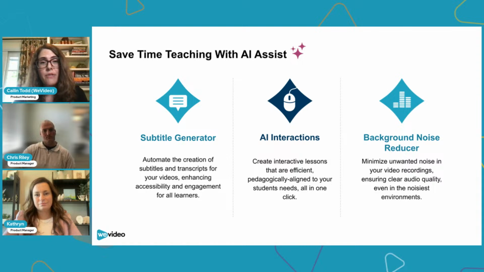So as of right now, we have three key features that fit into our AI Assist category. Our subtitle generator, which automatically generates subtitles and transcripts in videos and allows for the accessibility process to be much more smooth and streamlined. We have AI interactions in our WeVideo interactivity product that allows for quick generation of pedagogically aligned lesson questions. And finally, background noise reducer, which allows for any video that you're recording, the background noise to be minimized and you can record from anywhere.